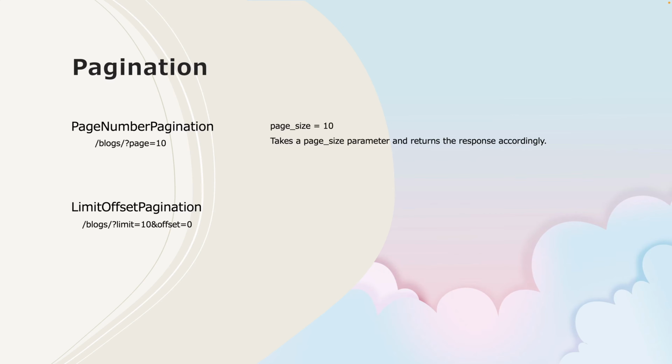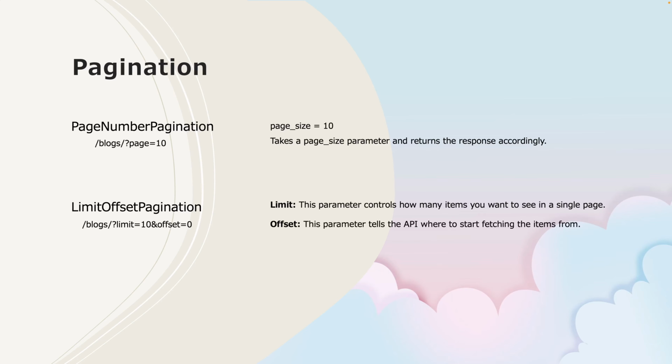Similarly, we have another pagination class called limit offset pagination. This will take limit and offset as parameters. The limit parameter controls how many items you want to see in a single page. It is just like the page size that you see in page number pagination, right? So you provide page size and it will work like a limit. Now the offset parameter tells your API where to start fetching the items from.